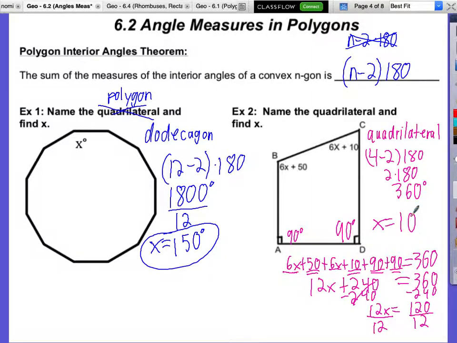And do we have to do anything else? Are we asked to find a specific angle measurement? No. Okay, so we're done once we found x. Could we check our work by plugging it back in and making sure we have 360? We could. We don't have to do that, but we could.